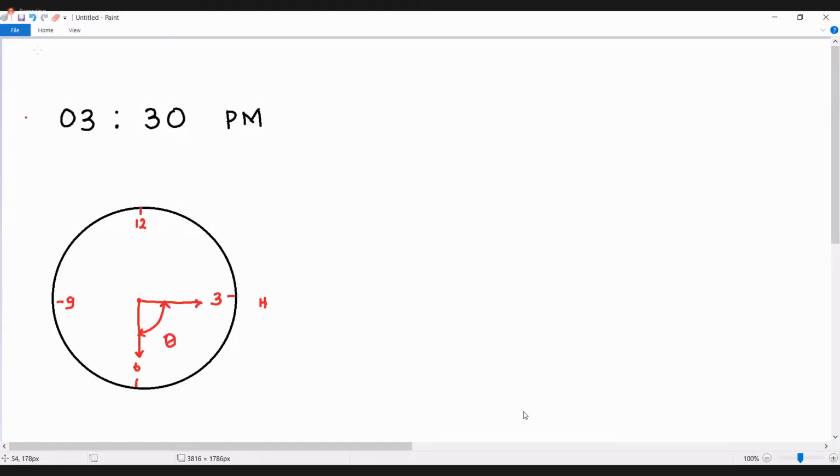So how can we get this angle? You just observe. From 3 to 6, how many hours of gap is there? 3, 4, 5, 6. There are 3 hours of gap. I told you only 2 points: 1 hour will make 30 degrees as an angle and 1 minute will make half a degree as an angle. So these 3 hours together will make 3 into 30 degrees. That is going to be 90 degrees.